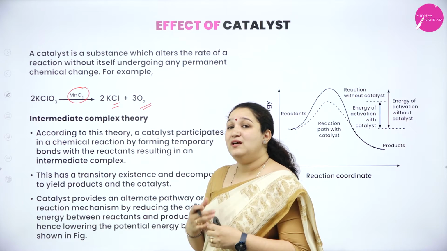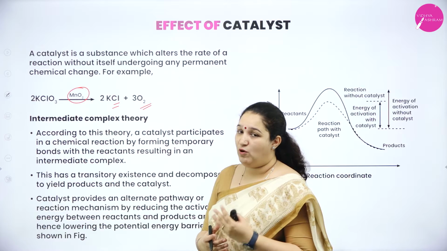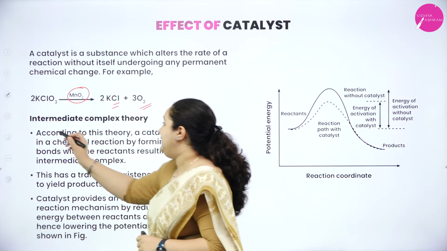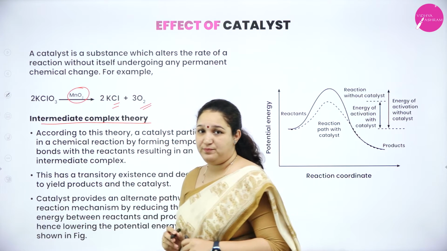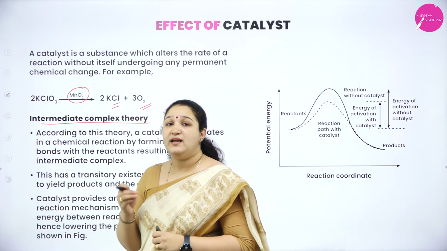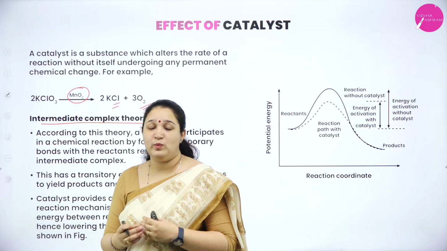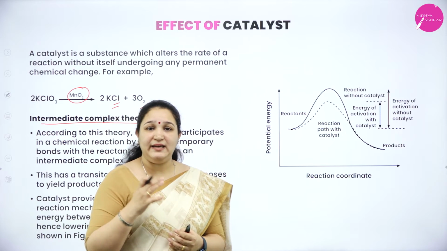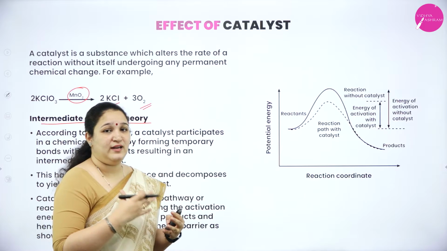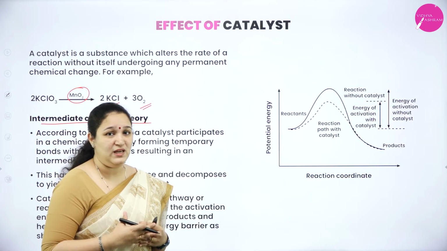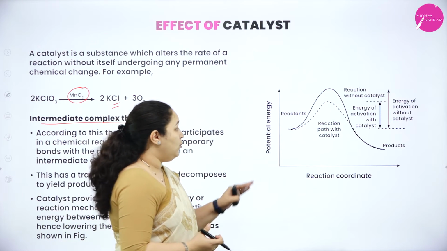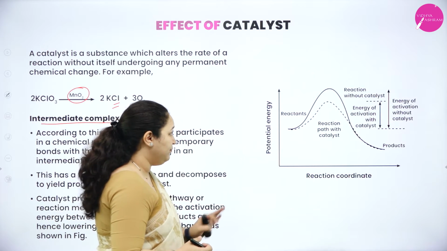Okay. Now there are two different theories for the catalyst. Here we are going to learn about intermediate complex theory. In intermediate complex theory, it is said that the catalyst will react with the reactant to form an intermediate which is highly unstable and thus it can form products very easily. Okay. So to understand it better, we can look into this graph.